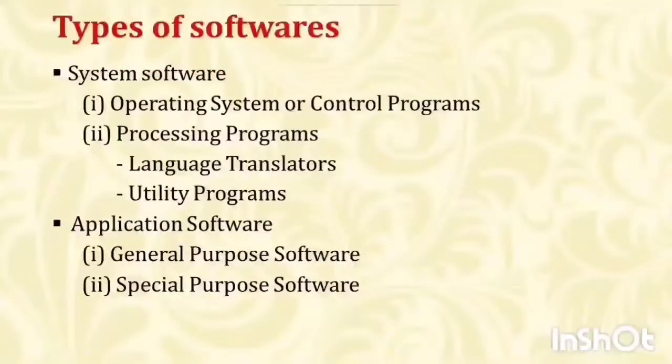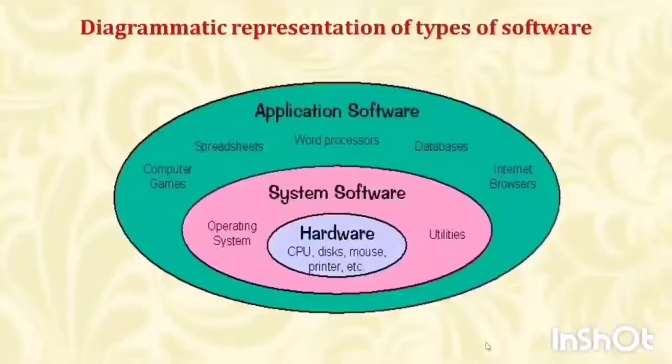What are the types of software? System software and application software. The system software is again categorized into two, that is operating system or control programs, and processing programs. Application software is again categorized into two, general purpose software and special purpose software. This is a diagrammatic representation of types of software.